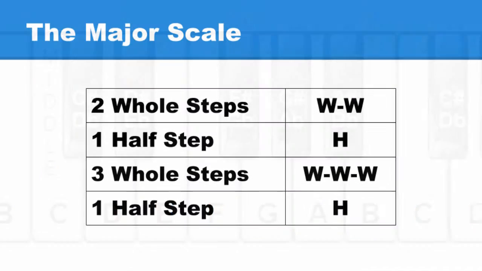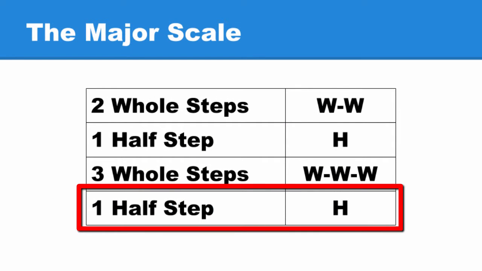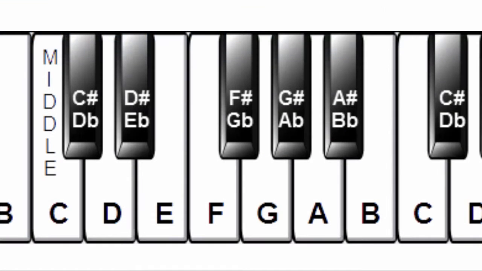For the last note, we need to go 1 half step up. 1 half step up from B is C. Notice we've arrived back home at C, the same note name we started on, only 1 octave higher.